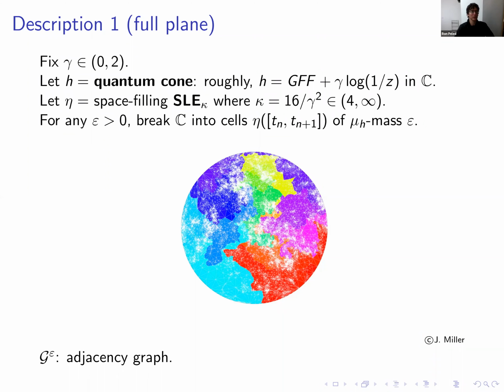Nathanaël, yeah. Question regarding the quantum cone, similar to Offer's question, you have logarithm of 1 over z, and that's a complex number, so h is now complex valued? Or is it that you put absolute value somewhere? Yes, excuse me, it should be log 1 over modulus of z. So it's the real part.